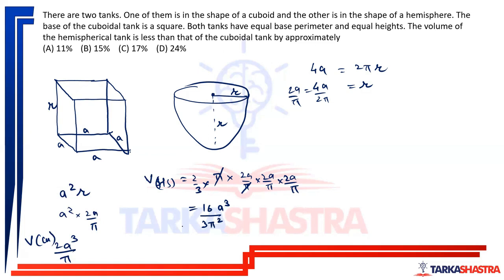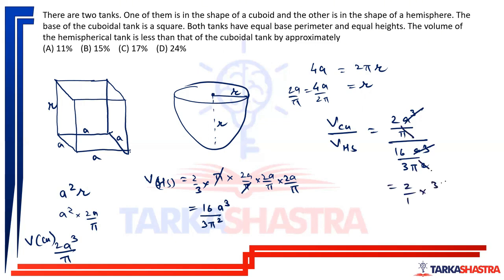Okay. Now, ratio of volumes. Let us try to find out the ratio of the volume of the cuboidal tank to the volume of the hemispherical tank. So it will be 2A cube upon pi, and this will be 16A cube upon 3 pi square. So this A cube gets cancelled. This pi gets cancelled. We are left with 2 upon 1 into 3 pi by 16. So this is 2 1 here, this is 8.